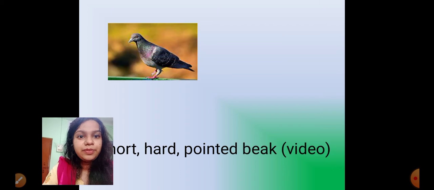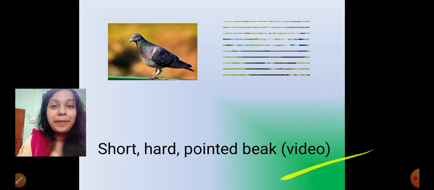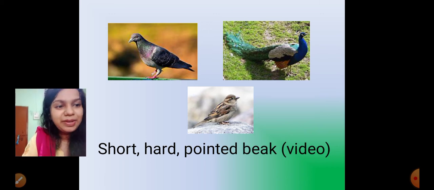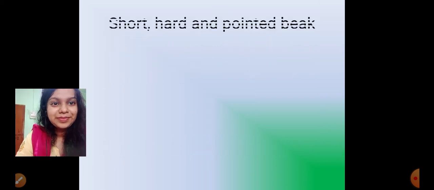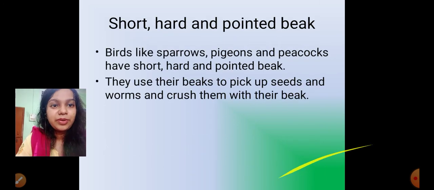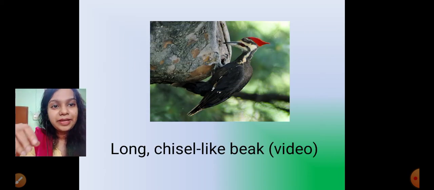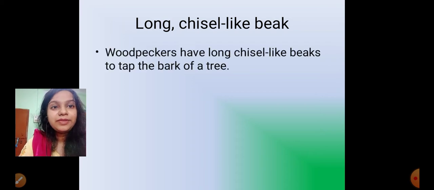What else did we do? We learned about the short pointed beak of pigeons and peacocks and also sparrows. We also saw a video on that in our last class. Okay, I am simply recapitulating what we had learned before. Alright. Now short hard pointed beaks. We had done that before. Alright. Now we come to long chisel like beaks. So who has long chisel like beaks? Woodpeckers have long chisel like beaks.